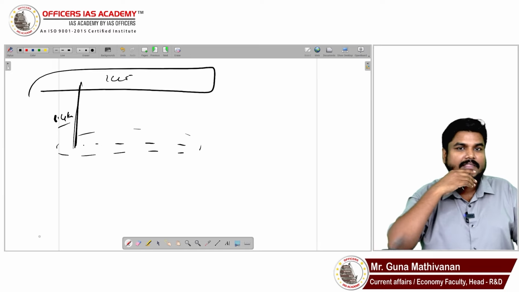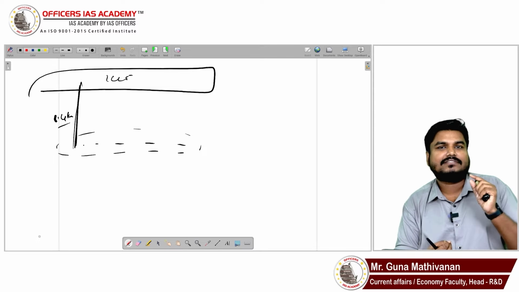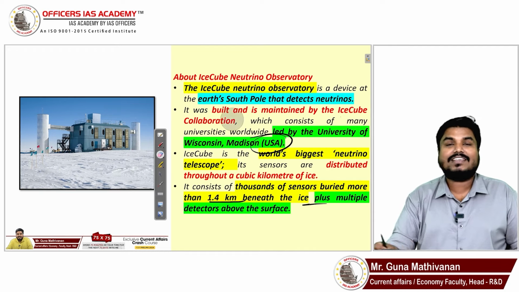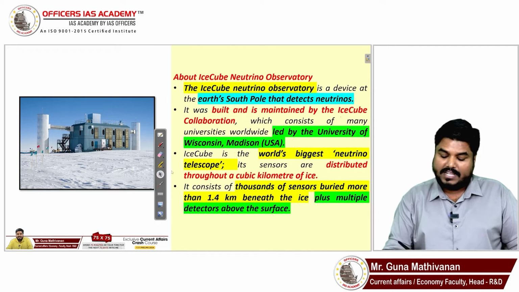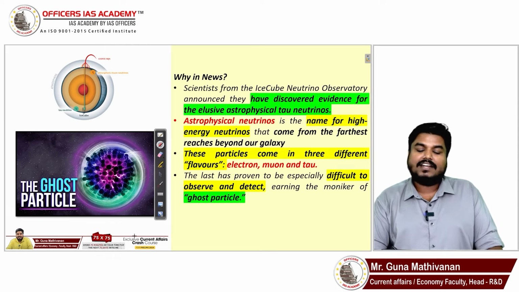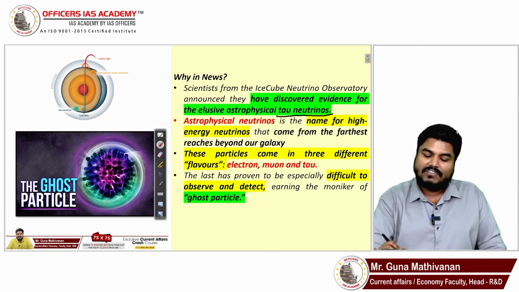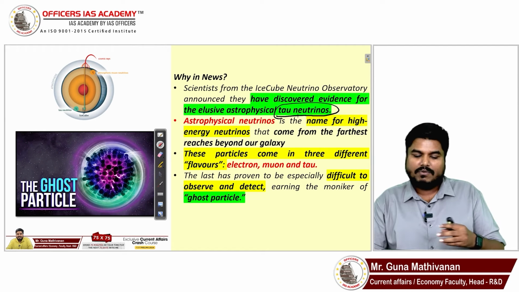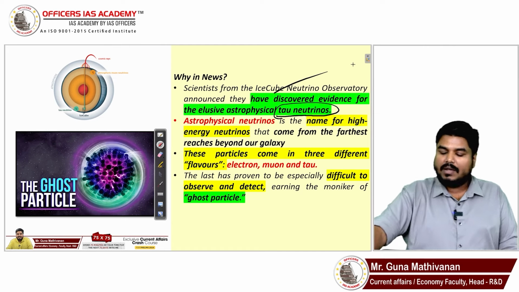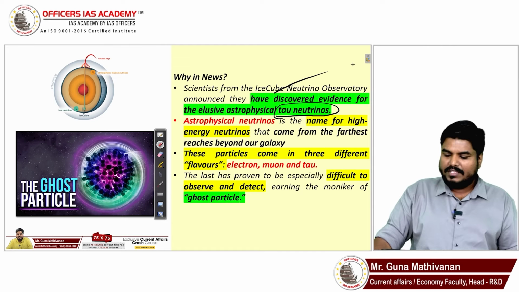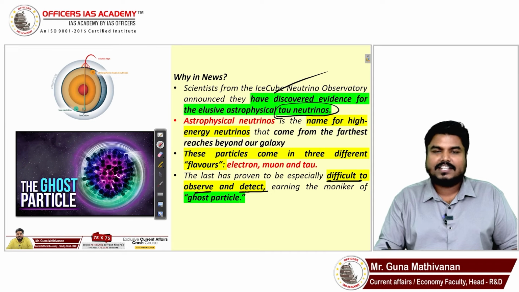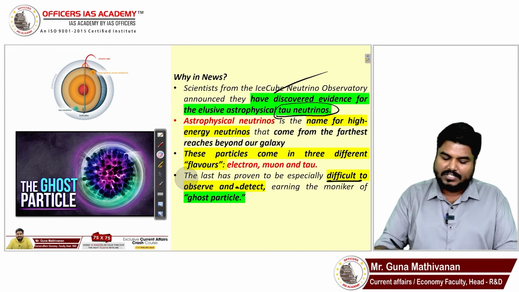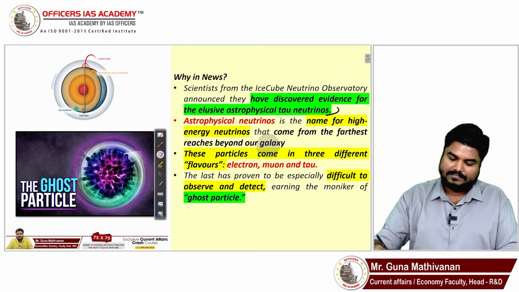Neutrinos will be passing through, and any reactions will be detected. But in a year, maybe a maximum of 10 reactions we can see. So scientists have to wait for the reactions. Now, why was it in the news? The scientists discovered one flavor of the neutrino called tau neutrino. We saw three flavors, right? Tau neutrino is one flavor. That was detected by the Ice Cube Neutrino Observatory. That is why it was in the news. These neutrinos are very difficult to observe and detect, and they are also called ghost particles.